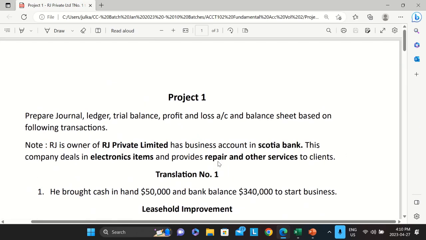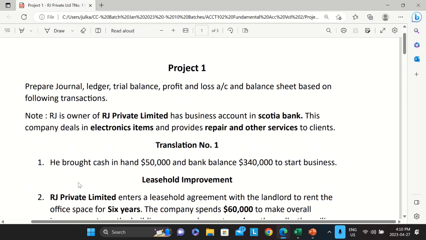So one by one, I will start from the first one and will make a journal, then ledger, then trial balance, then profit and loss account, and balance sheet. So how to do all these things in a systematic way, that I'm going to explain in Microsoft Excel. Right. So first is the transaction number 1.